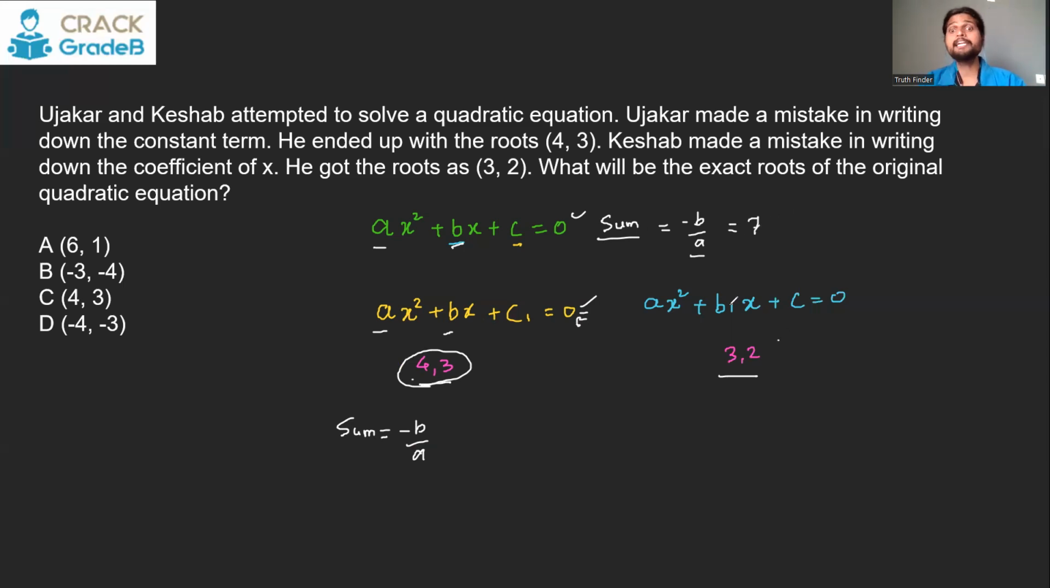In his case, he wrote down the b wrong, but his c is correct. So his product will be correct because product is c upon a. So here the product is c upon a. Here also the product will be c upon a. That means whatever the product of the second person will be the actual product. So product of roots here is 3 into 2, that is 6. So the actual roots are those whose sum is 7 and product is 6. So you can go with the options.